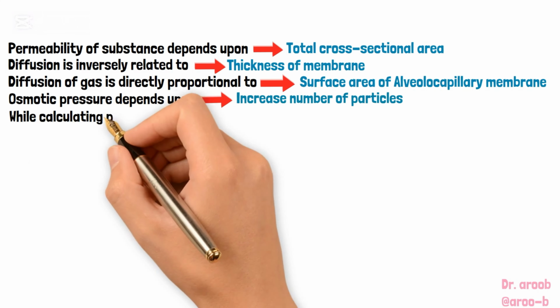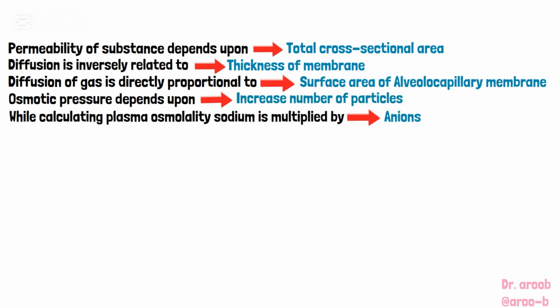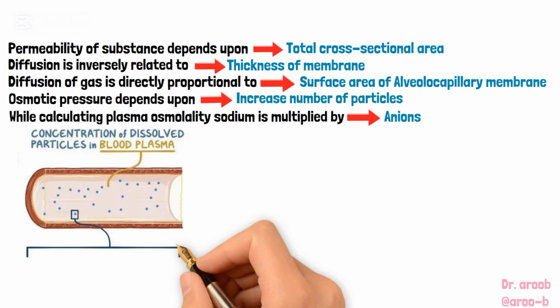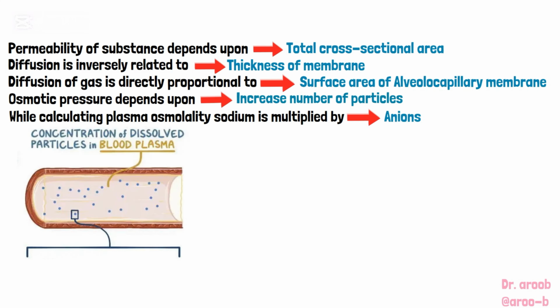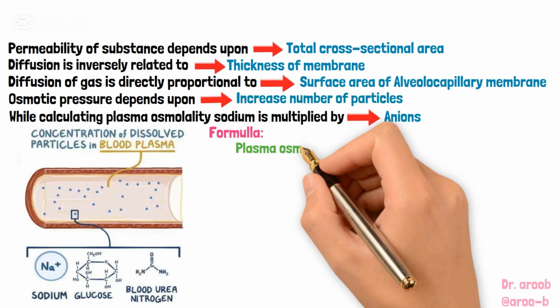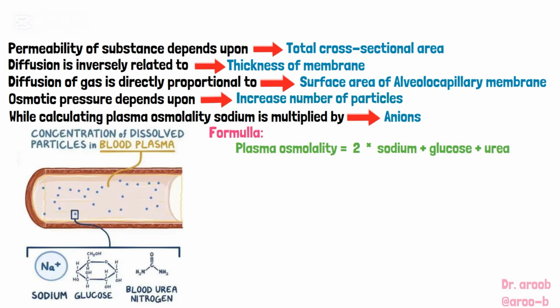While calculating plasma osmolality, sodium is multiplied by the anions. Plasma osmolality refers to the concentration of dissolved solute particles in the plasma, which influence the movement of water across the cell membranes. The primary solutes contributing to plasma osmolality in healthy individuals are sodium, glucose, and blood urea nitrogen. The formula for plasma osmolality equals 2 times sodium plus glucose plus urea.